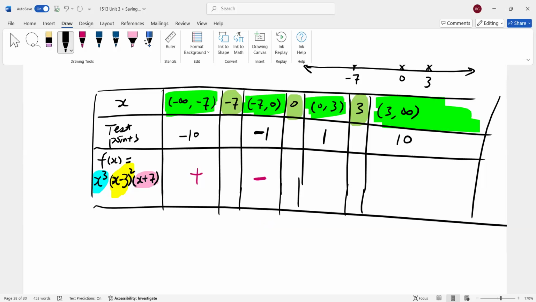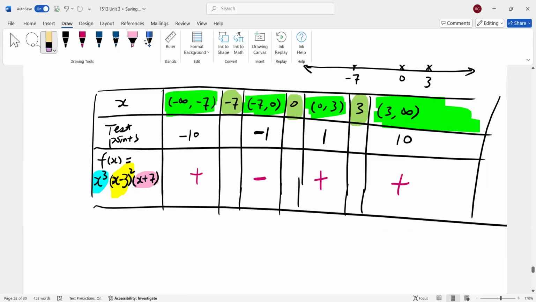Positive 1 would make blue positive, yellow positive, since yellow is always positive, and pink positive. Positive times positive times positive here, right? And the testing point x equals 10 would make the blue positive. Yellow still positive, pink positive. Positive times positive, so positive here, all right?